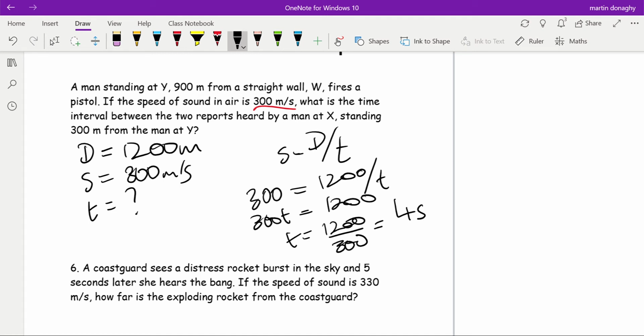If you did it the other way, you would have got he hears the first sound 1 second after the shot, the next one 5 seconds after the shot, so the difference is still 4 seconds.